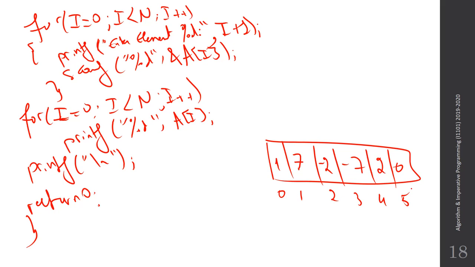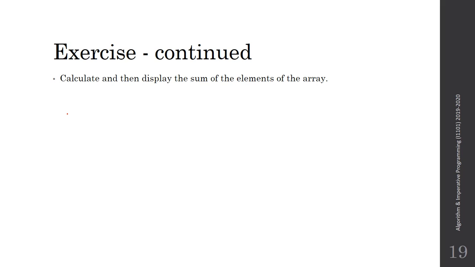Again, how can I sum all these elements? Since we have multiple elements, I need to do a loop. It's the same loop as before. I will loop from 0 to 5, and I need to sum these elements. In order to sum, I need some place to store the sum. So we will need a variable sum, and of course at the beginning, sum would be equal to 0.